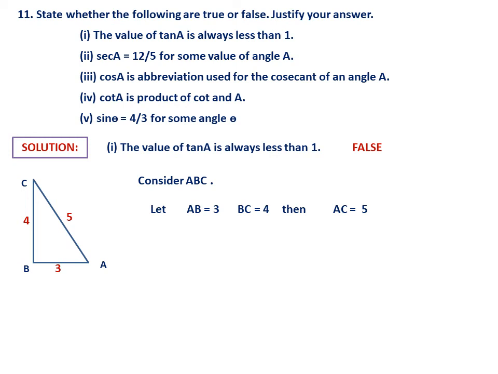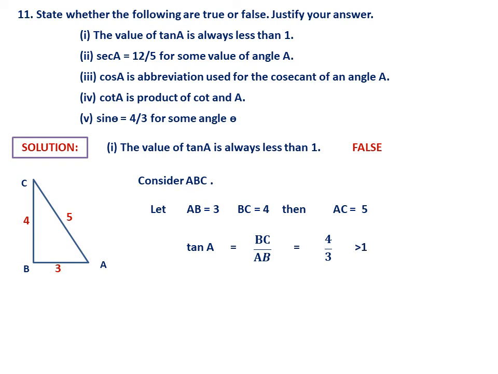Here what I have taken is, let AB equal to 3 and BC equal to 4. AB is 3, BC is 4. You suitably have to select that triangle. Then automatically the hypotenuse becomes 5. Now you see here, what is tan A? Tan A will be equal to BC divided by AB. But what is BC? BC is 4 and AB is 3. So now this is more than 1.